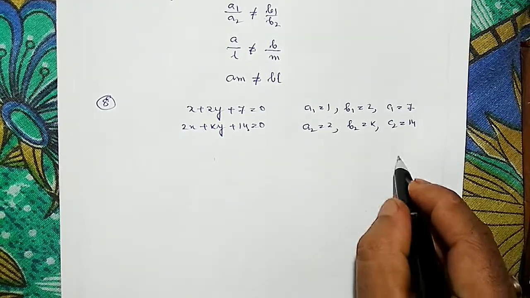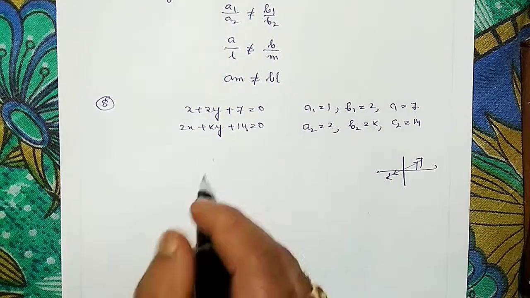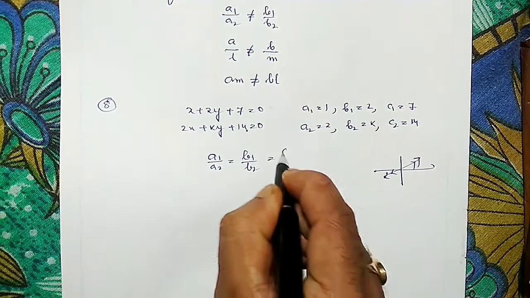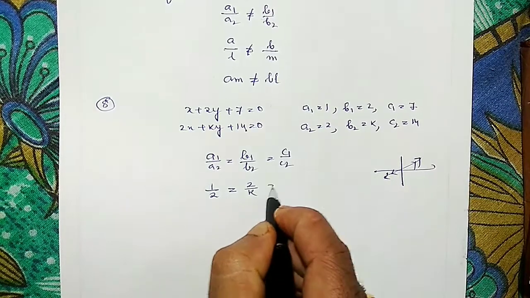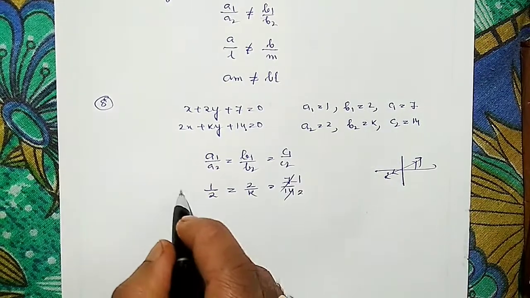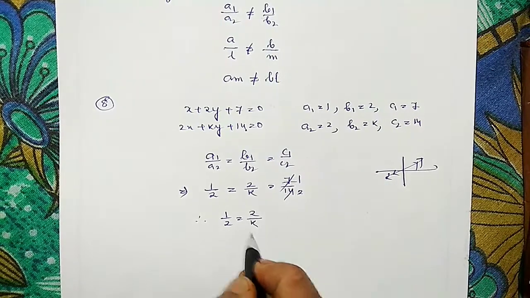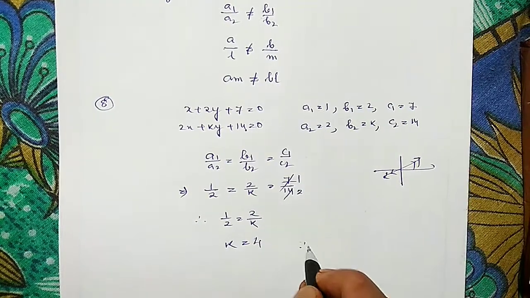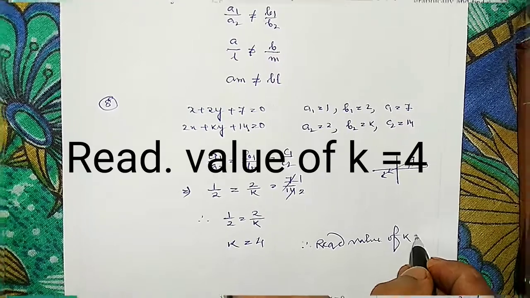Since these are coincident lines, we know the condition for coincident lines is a1 by a2 equals to b1 by b2 equals to c1 by c2. So we can write 1 by 2 equals to 2 by k equals to 7 by 14. Now 7 and 14, if I cancel, I am going to get half. So we are left with half equals to 2 by k. Cross multiply, k into 1 is k, 2 into 2 is 4. Therefore, the required value of k equals to 4.